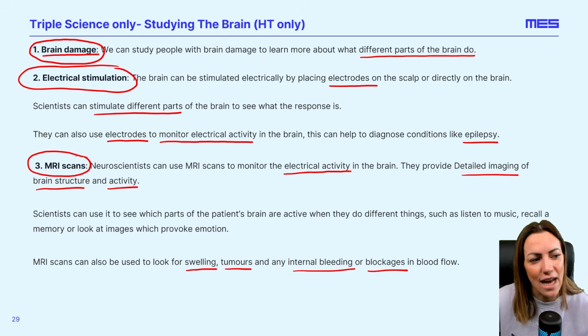But when these questions have come up in the past, you're usually given a little bit of information, like a bit of information about the MRI scan. So I suggest you just read through and have a little idea of what each of these types of study can be used for. Now, obviously, anytime we study the brain, there are potential risks.